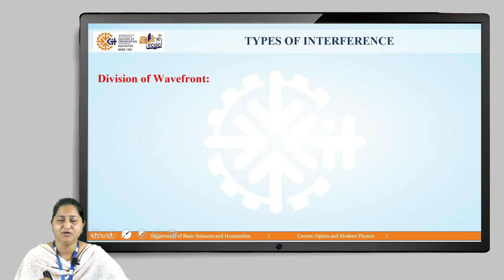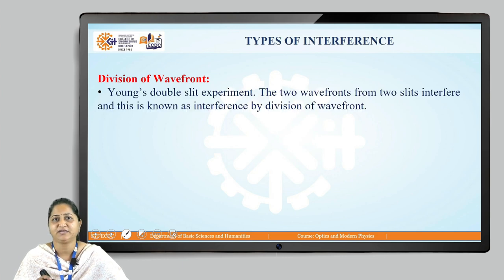So as I told you, we can obtain interference due to division of wavefront. Young's double slit experiment is one example. We have seen that in that experiment, the incident wavefront gets divided into two wavefronts, and then we can obtain interference from these two wavefronts when they interfere with each other, and this particular interference is called interference by division of wavefront. So this is one type based on the methods to obtain interference.